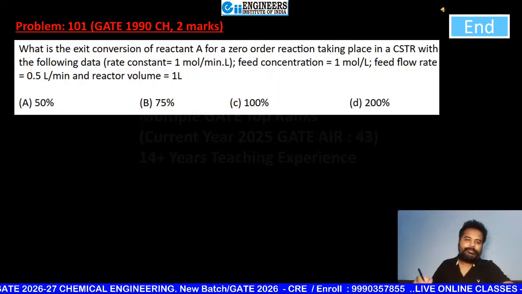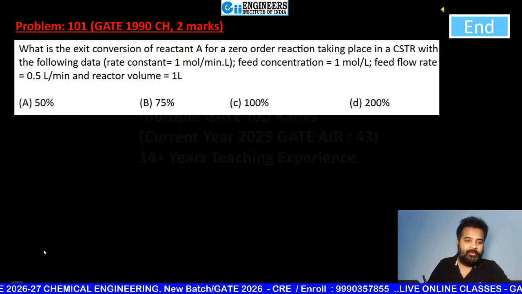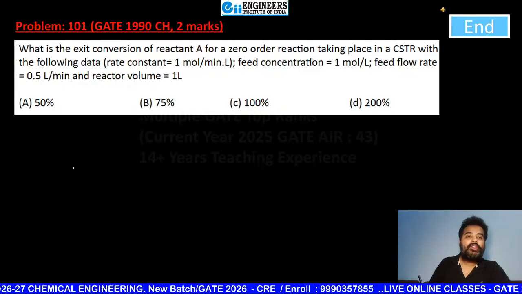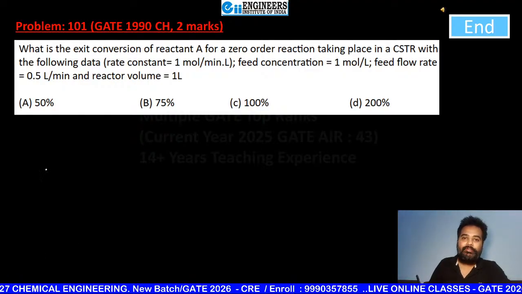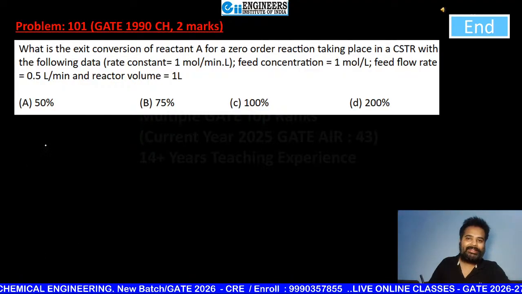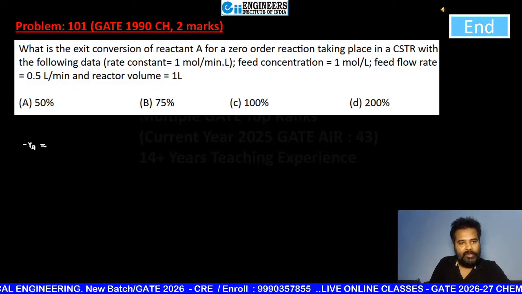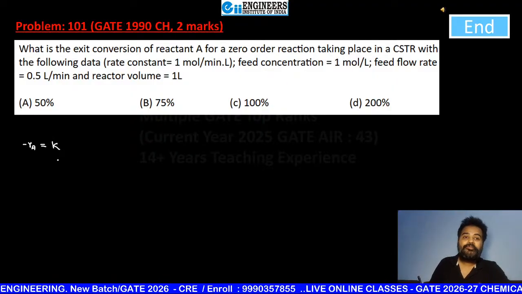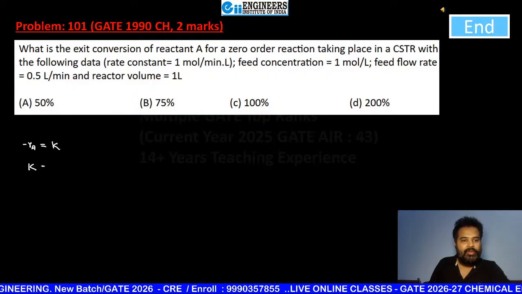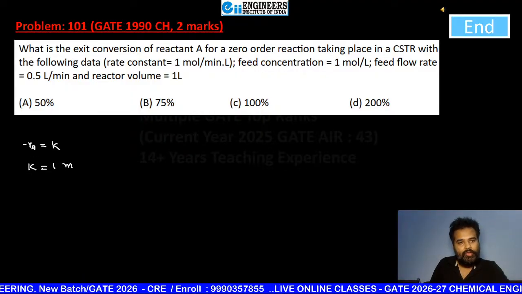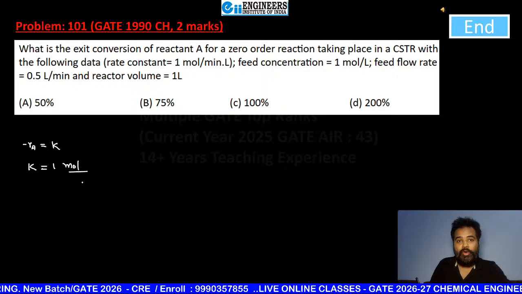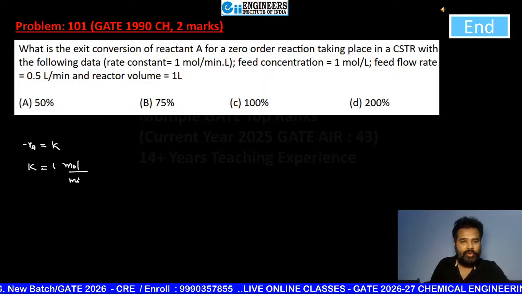Very good. So the problem is very easy, my dear students. Exit conversion of reactant for a zero order reaction taking place in a CSTR. Zero order, that means the Ra expression can be written as just K. Rate constant is also given. The unit of 1 mole is very important, so be careful during GATE examination, beta, or any examination.